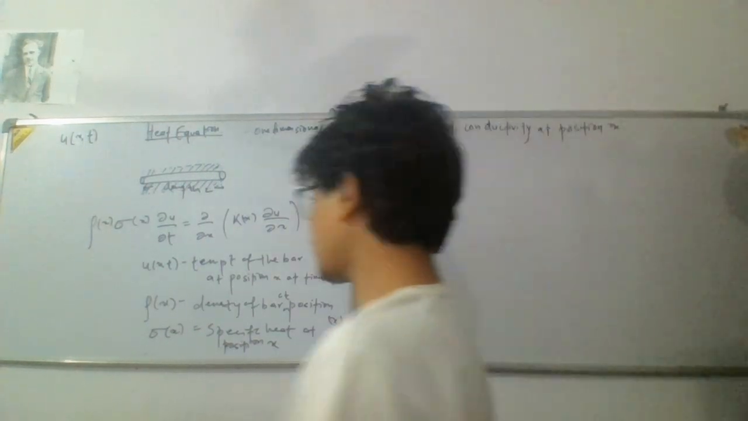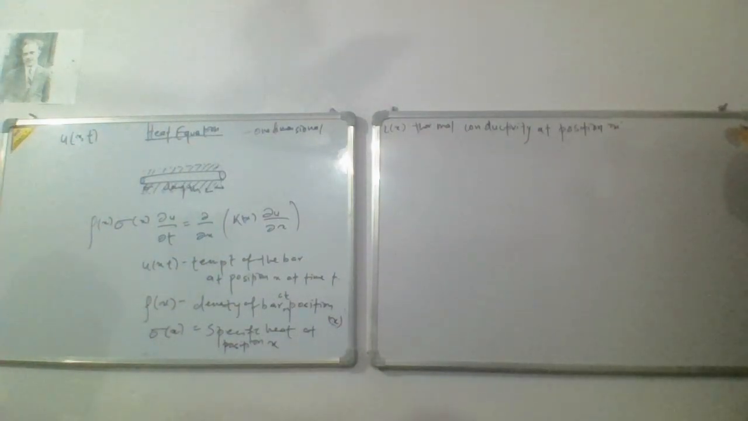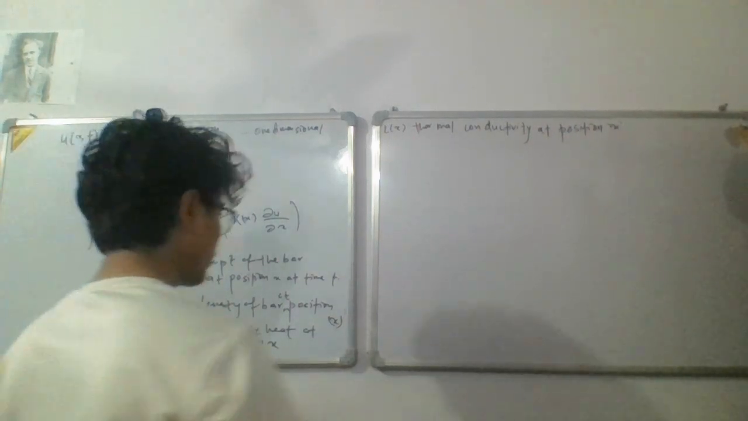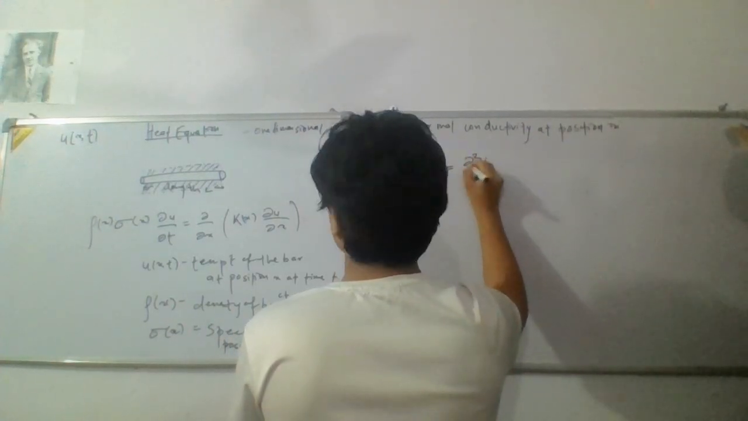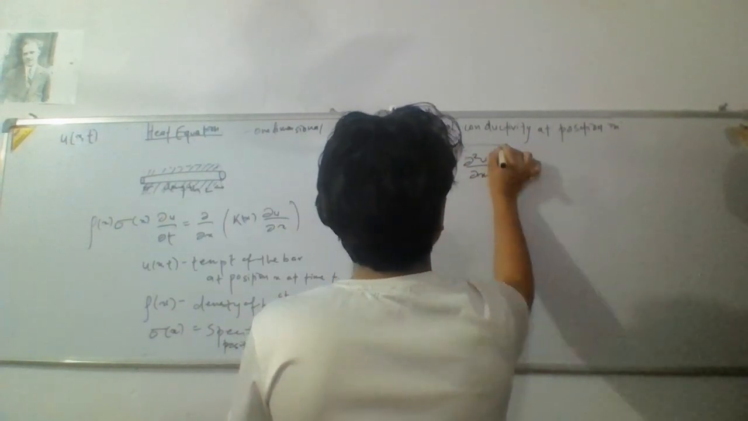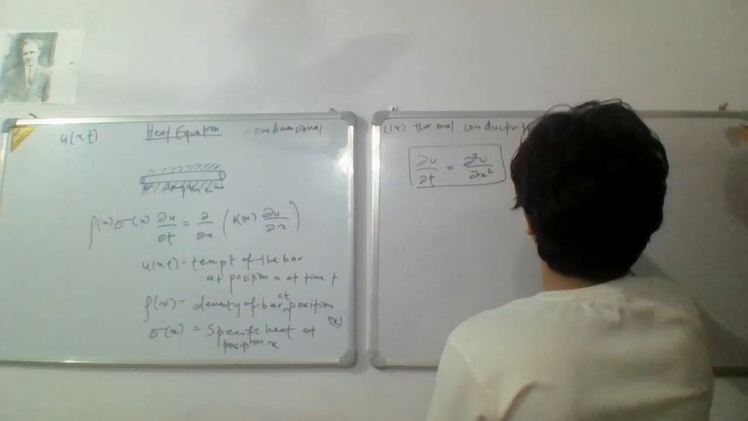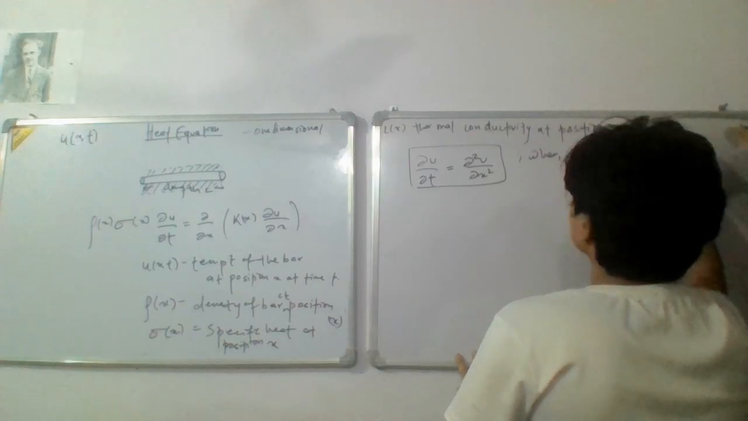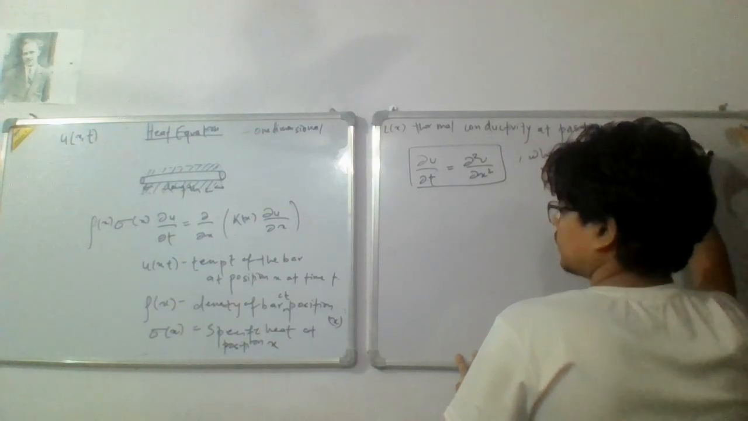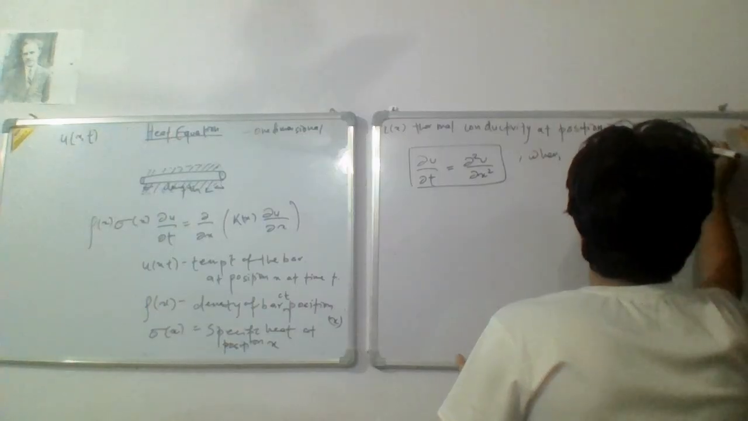Now we will assume that the bar is uniform. It means that these quantities sigma, rho, and kappa are all uniform, or all constant. In that case, we will get a heat equation which looks like del u by del t equals del square u by del x squared. This is the heat equation that we get when rho x, sigma x, and kappa x are considered constant.